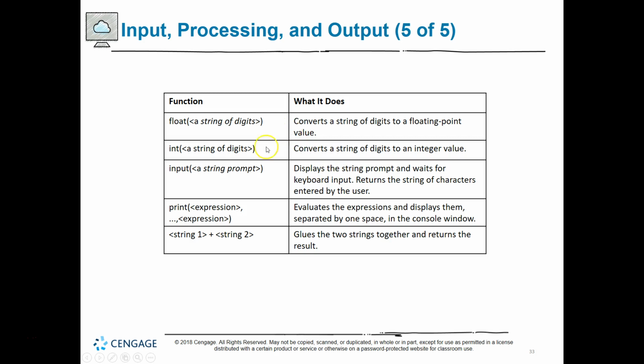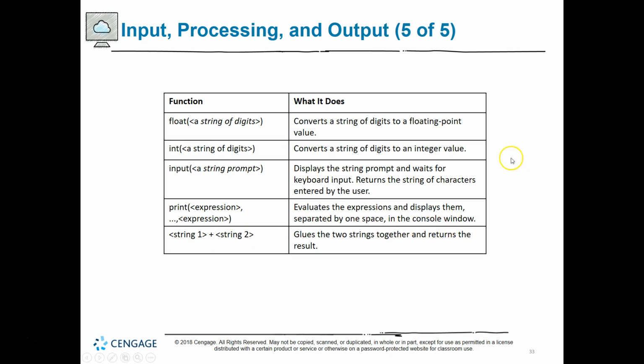And we can process those. So these are some of our conversion models. So float converts a string to a float. Integer converts a string to an integer. Our input says, I want to take something in. Our print, and then we can add those two together. So our plus key is a really, really good extension for doing that.